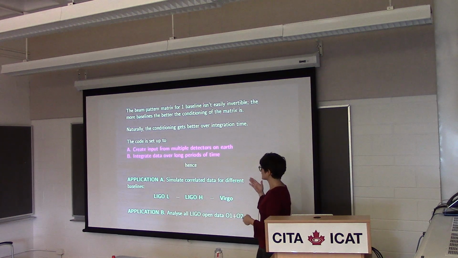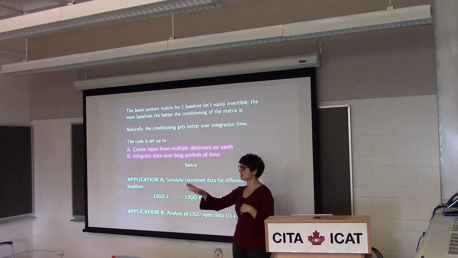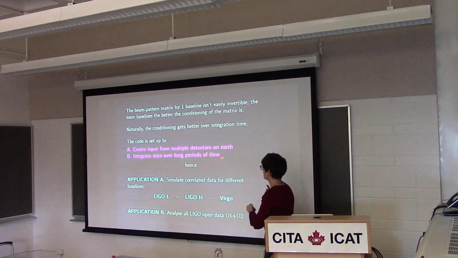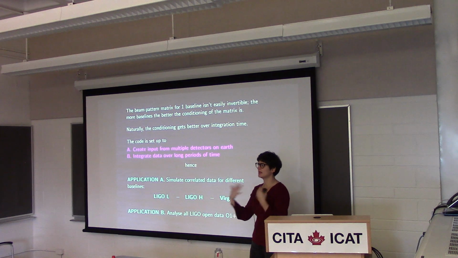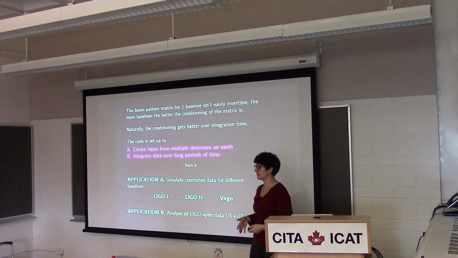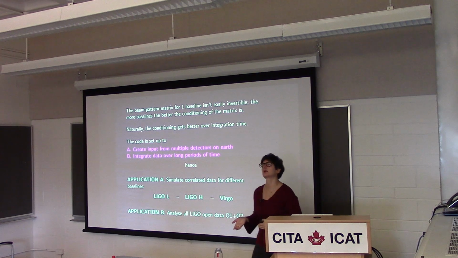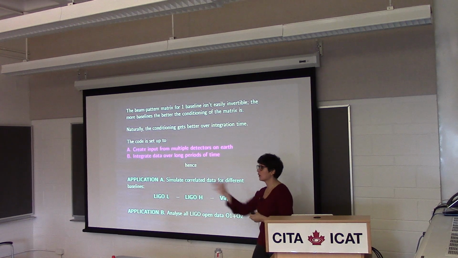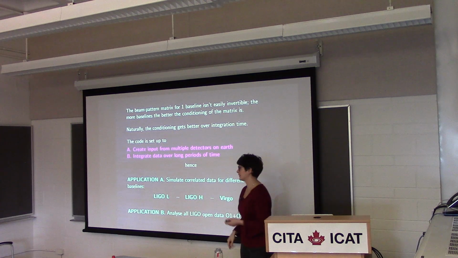So you can try to cure this by either looking at different directions at once, which for us translates into adding more and more baselines on Earth. So you're sampling different directions simultaneously and then solving your degeneracy in the beam pattern. Or you can integrate over long periods of time. So if you wait long enough, hopefully you'll hit all the modes on the sky, and then you'll be able to invert your beam pattern.